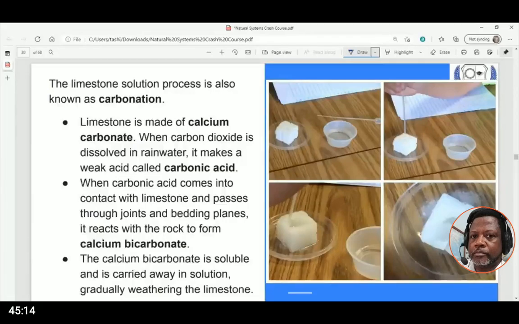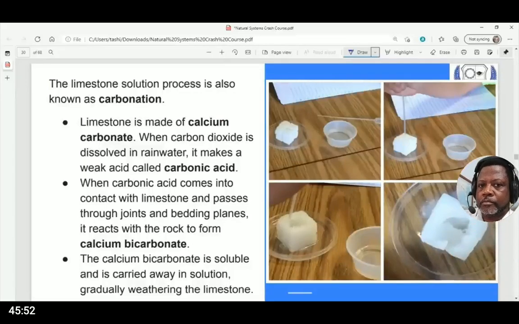So we use chalk and we use Pepsi. Pepsi, yes, the very Pepsi that we drink, is a weak carbonic acid. In class, we just pour some Pepsi in a cup and put a chalk in it. Within seconds, you start seeing the chalk pieces falling apart because the carbonic acid inside the Pepsi starts reacting with the calcium carbonate inside the chalk. Eventually, everything dissolves. It wears it away completely.